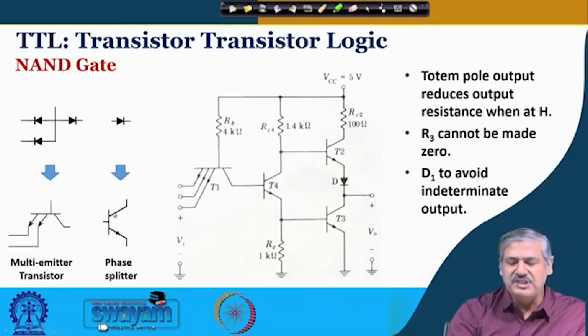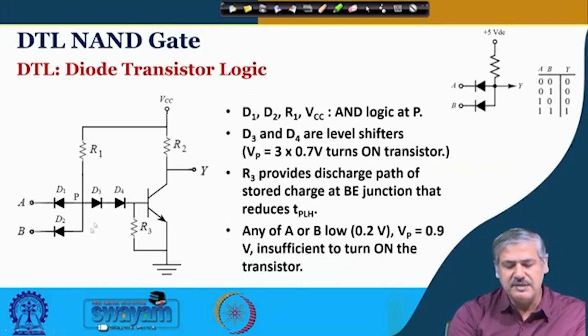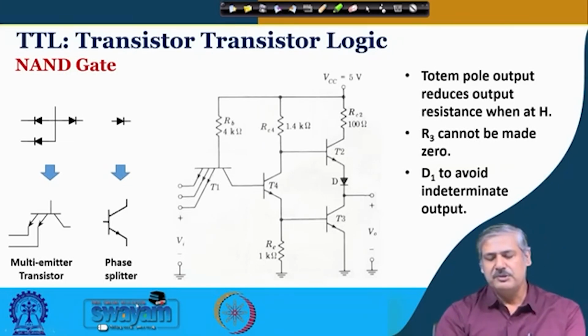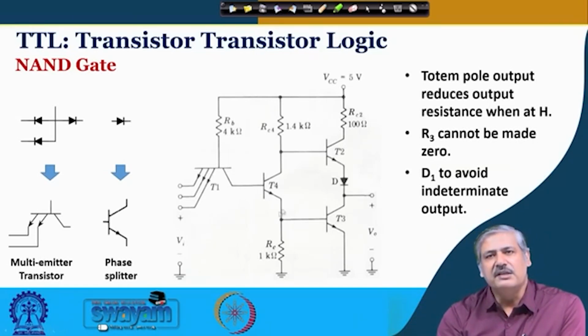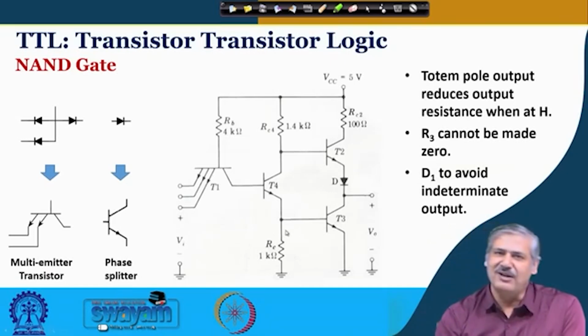So, with these 2 changes in the previous circuit, this is replaced by a multi-emitter transistor, and this is replaced by another transistor. We go to the circuit that is over there. I shall talk about this a little later, what is the significance of this. This particular transistor which is now coming in this place has another name called phase splitter. So, how does it work? Let us see, then it will be clear why it is called phase splitter.